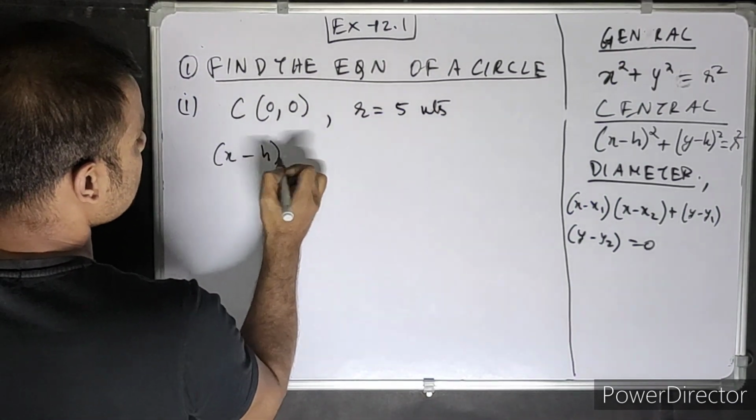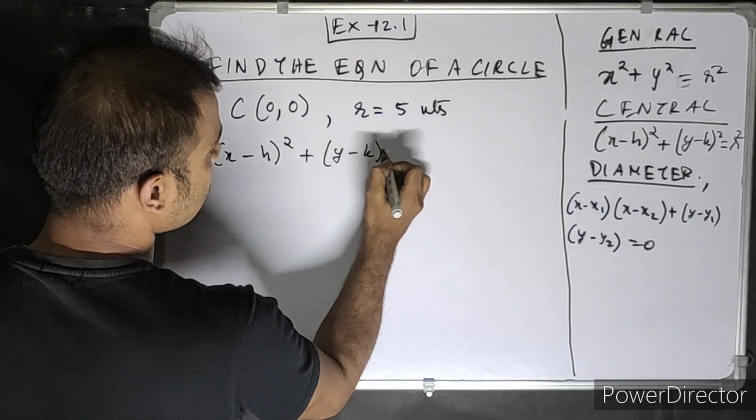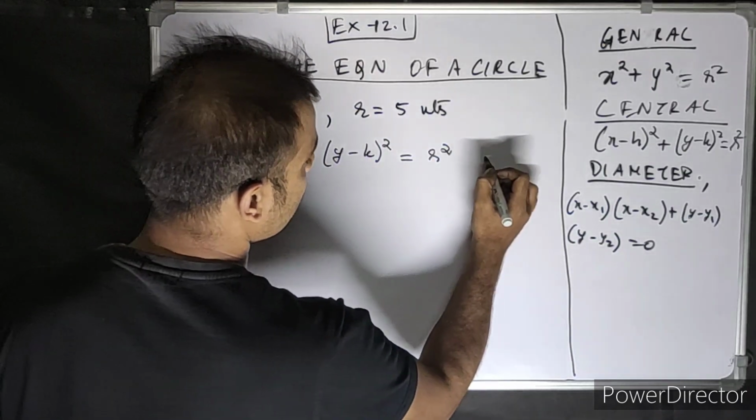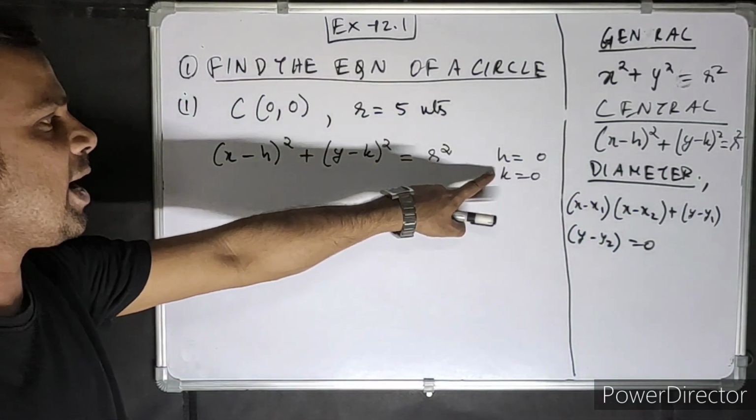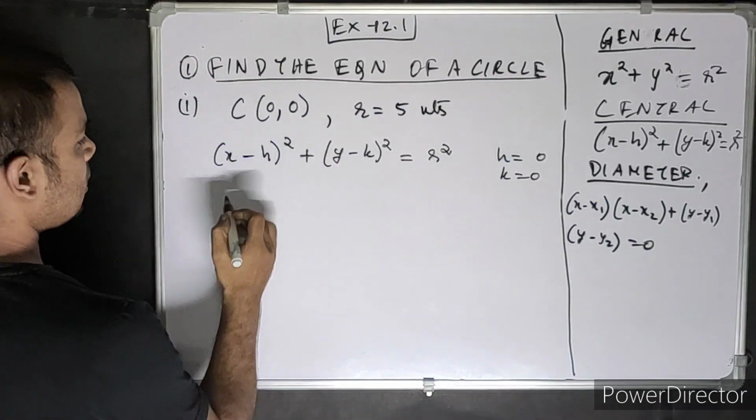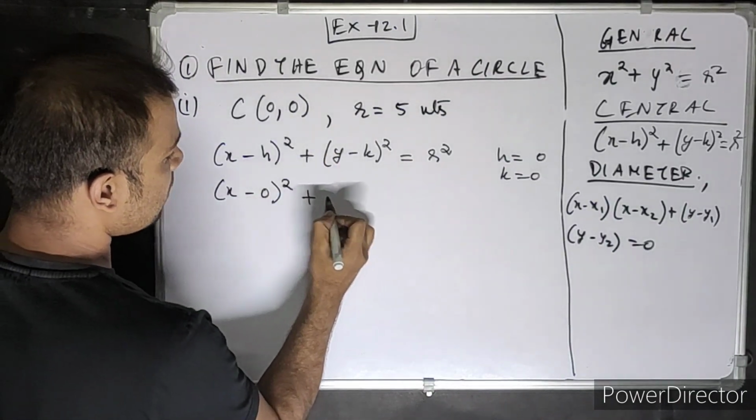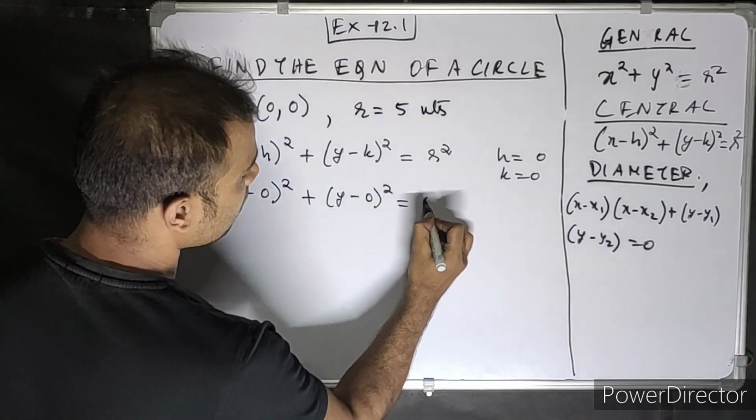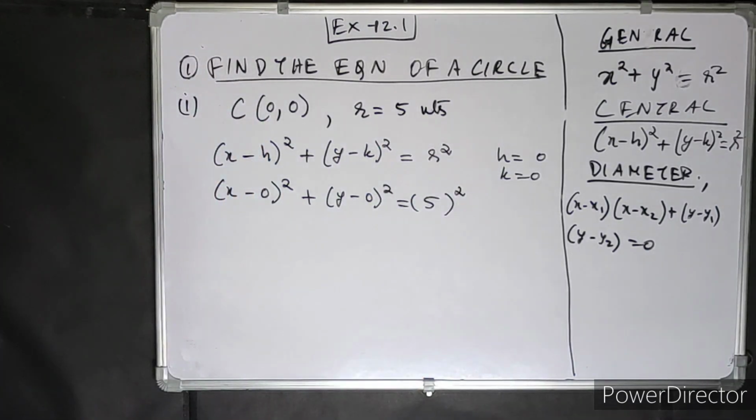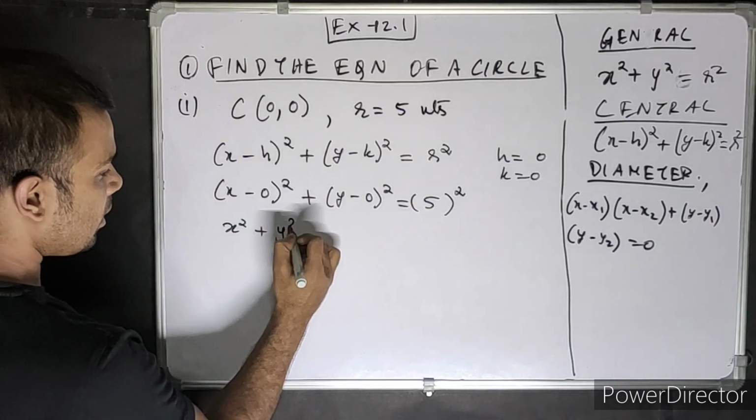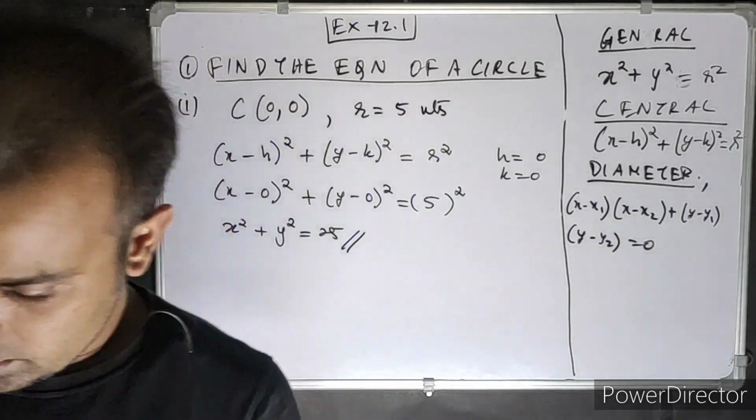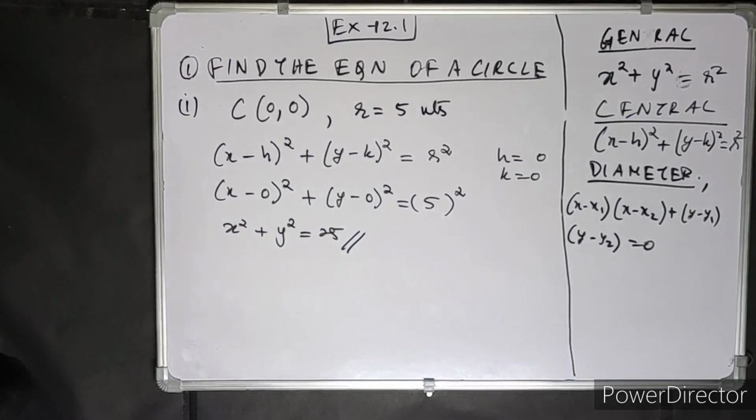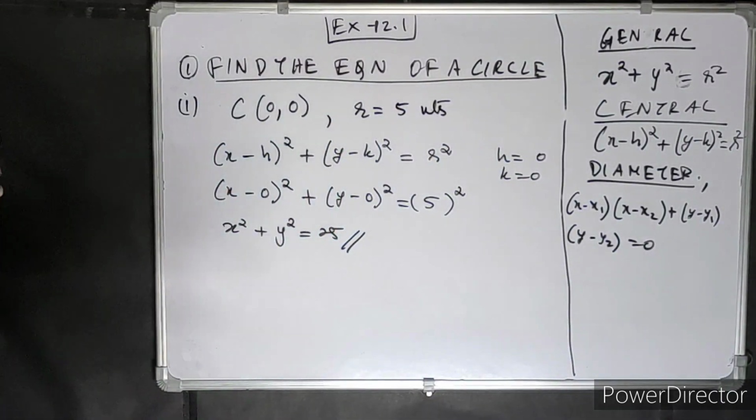Central formula: x minus h whole square plus y minus k whole square is equal to r square, where h is equal to 0 and k is equal to 0. That's the center, h and k, so they are both zeros. Put 0, square it, put 0, square it, put 5 units and square it. So what's the equation of the circle? x square plus y square is equal to 25. Let's check the answer. I marked the page already. x square plus y square is equal to 25. Correct answer.